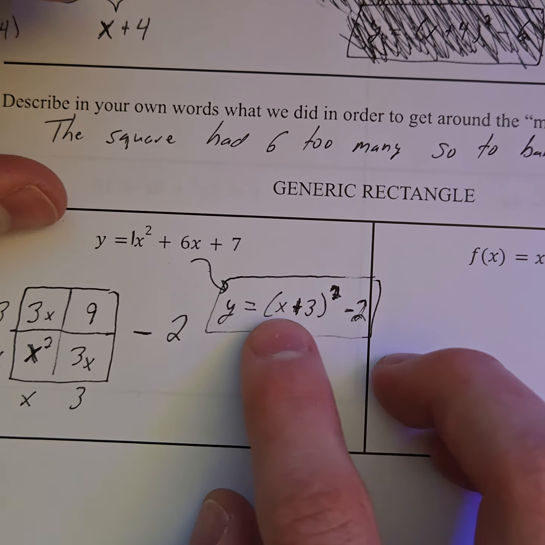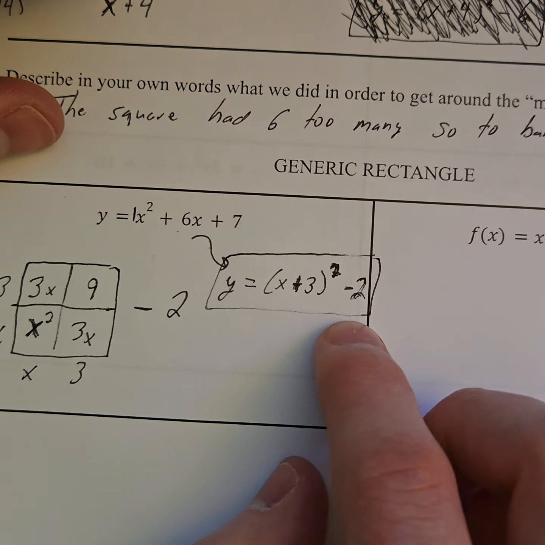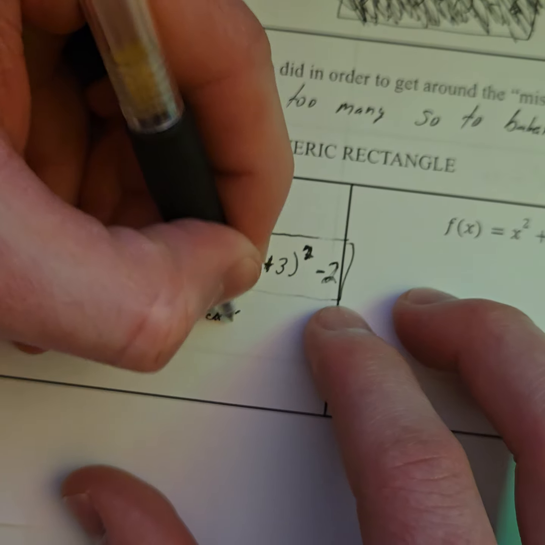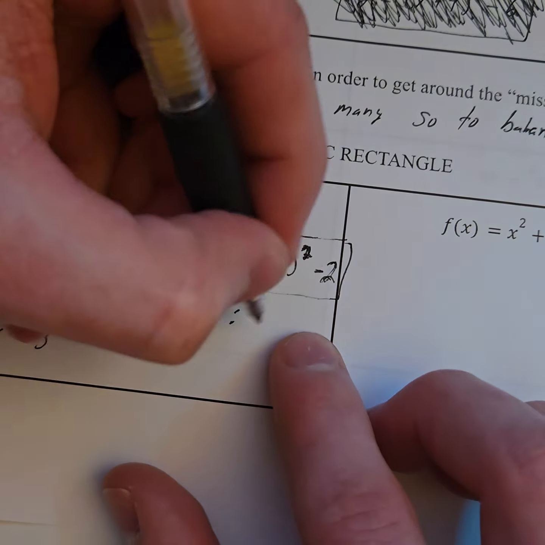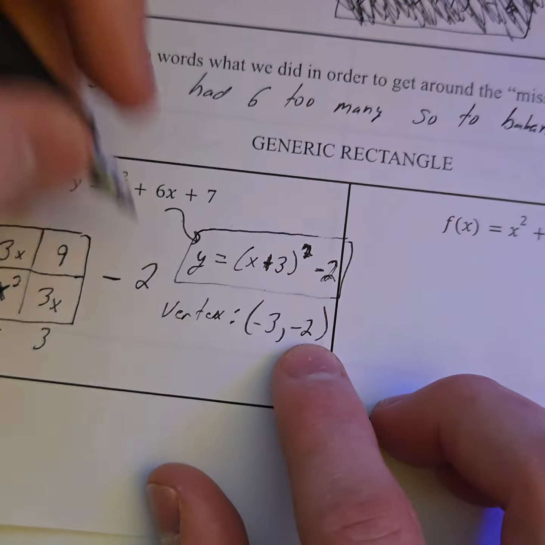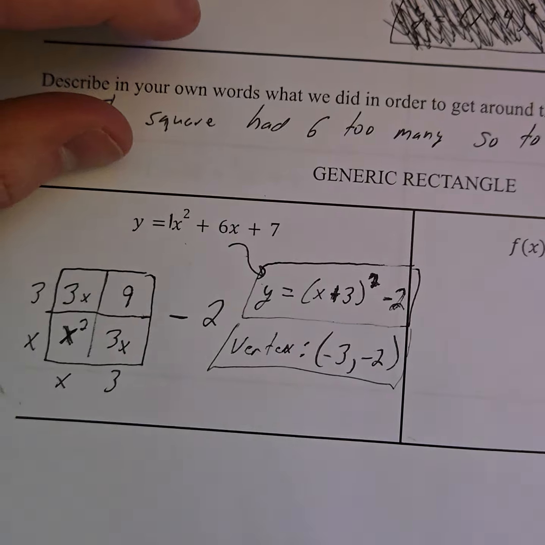So you have taken this, you've completed the square, and now you can easily find the vertex. Your vertex would be the opposite of +3, which is -3, and then we have a -2. So there's our vertex. That's what you're using this for, to find the vertex.